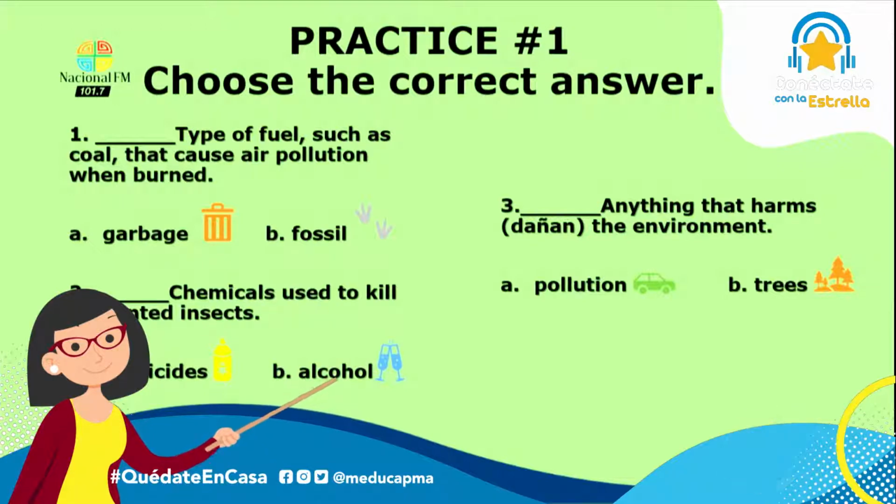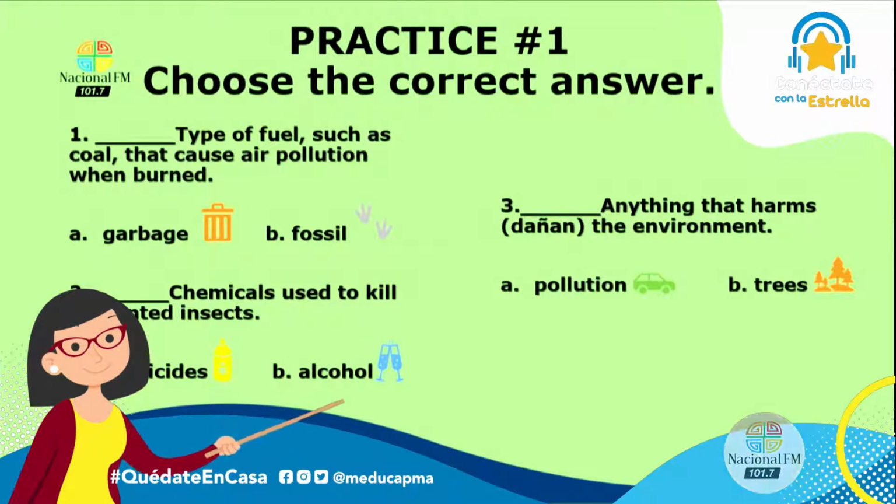Burn and fire. Exactly. A, garbage. B, fossil. Remember, both of them are polluted, right? But there is one that is fuel. A, garbage. B, fossil. That's right. It's B, fossil. Very good.